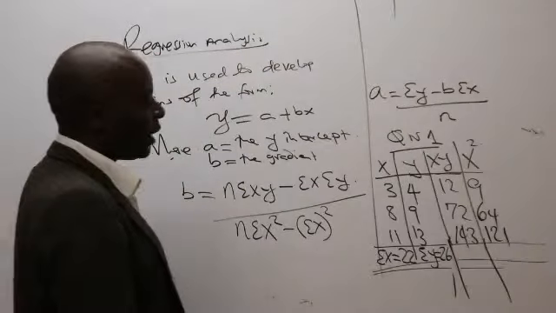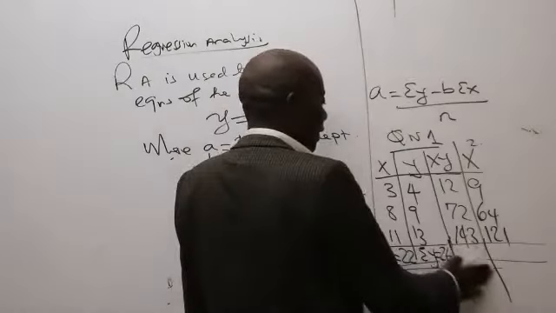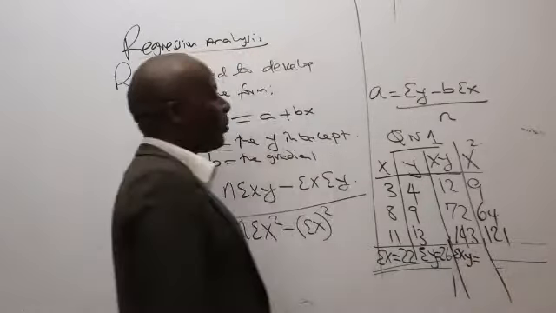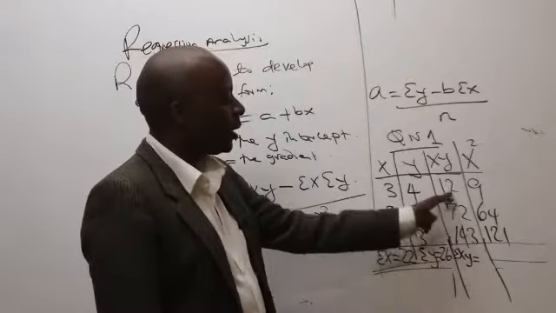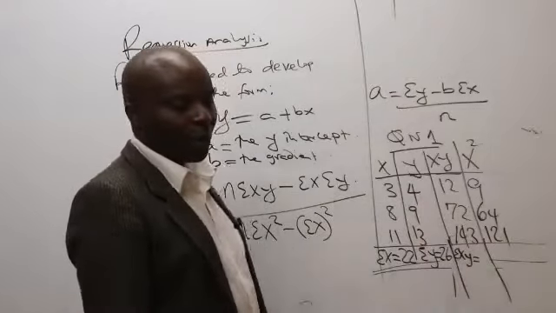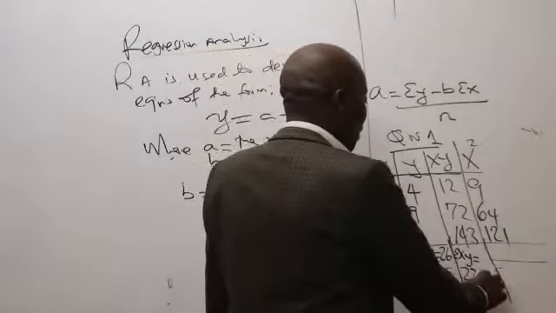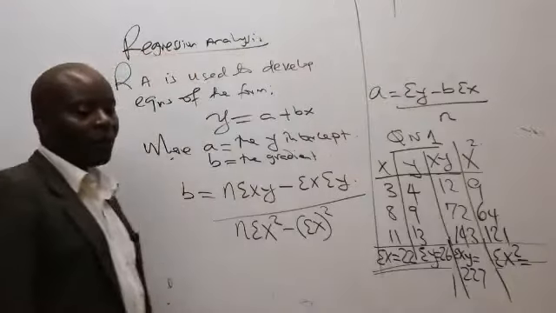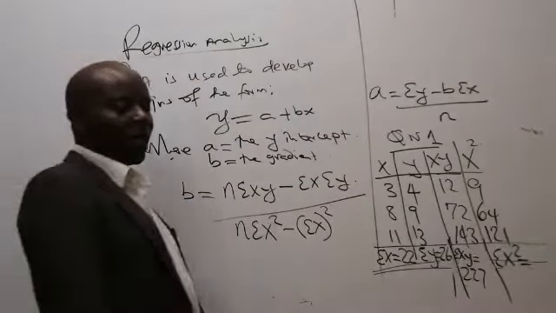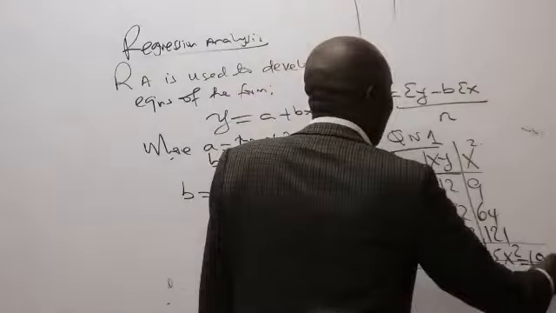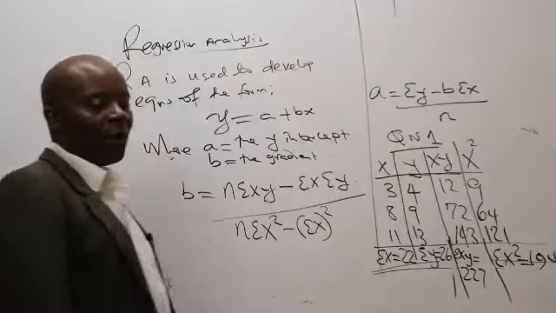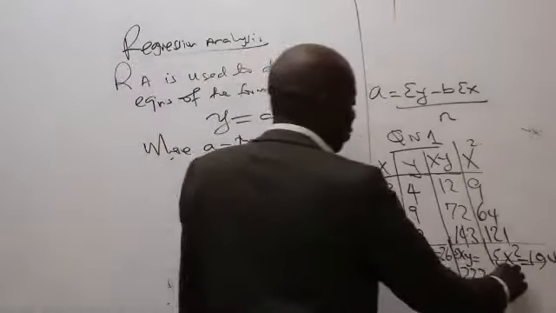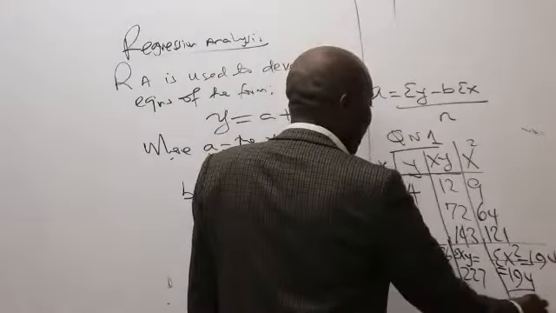How about summation of xy? I hope you guys are adding up this plus this plus this. According to Alice, this is supposed to be 227. How about summation of x squared? According to Damaris and Catherine, we are supposed to be getting 194. Thank you very much. If I could just write this here, summation of x squared is 194.